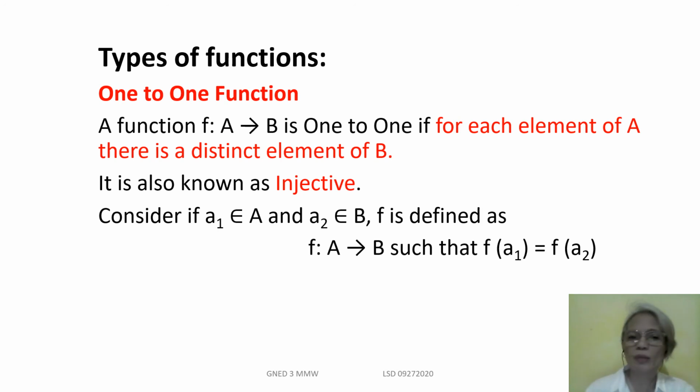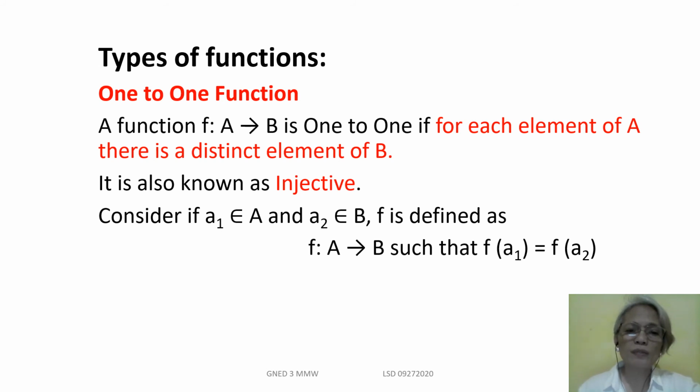What are the types of functions? So we have a one-to-one function. A function f from A to B is one-to-one if for each element of A there is a distinct element of B. It is also known as injective. So the birthday thing cannot be a one-to-one function. Okay? So how do we check if a function is one-to-one?